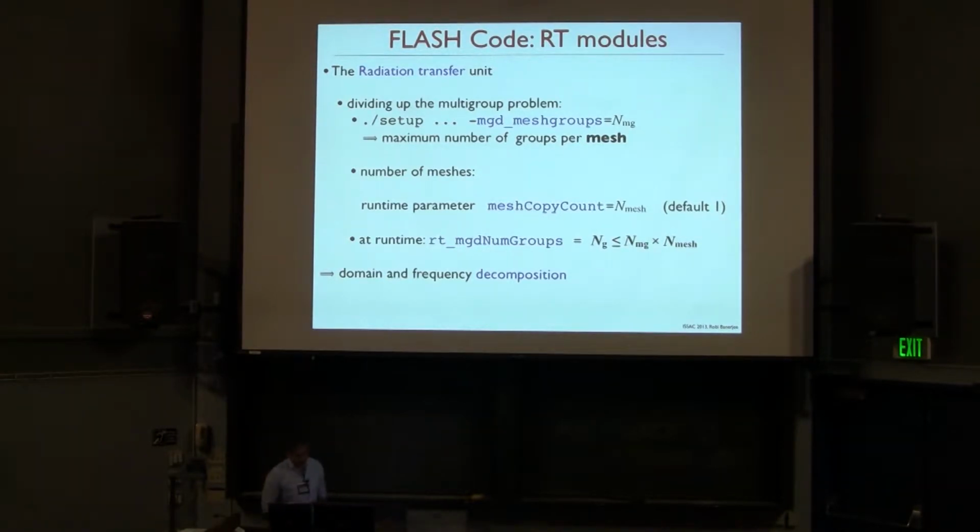And the maximum number of groups per mesh, per copy of this mesh, you have to provide during compilation time, because again, the Flash code quite often assumes static arrays, so it has to know the number of groups you are dealing with, similar to the maximum number of blocks per CPU. So that's the same idea. Already during compilation time, you have to provide the maximum number of groups you will use for your problem.